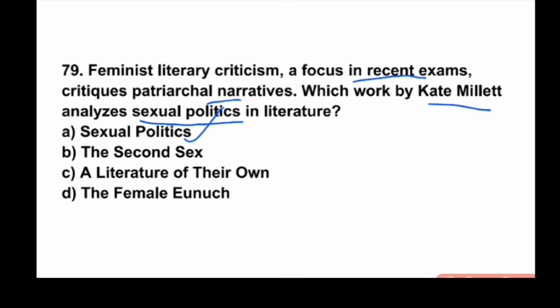Millett, Sexual Politics, 1970, critiques male-dominated literary canons. Sexual politics means identifying what we can do or not do. That is what it is. Otherwise, how can someone decide for someone else that you should or should not do this?